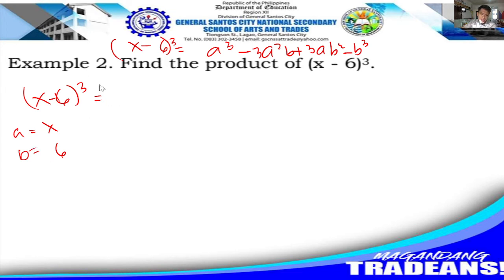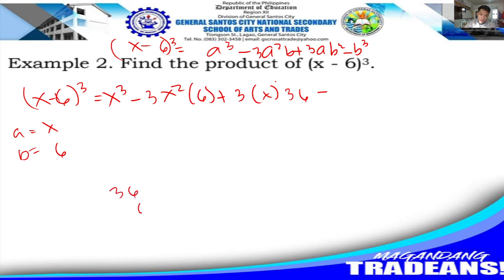Okay, let's do now the solving. So, we have A cubed, that is X cubed. Next, minus 3, what is our A? X squared B. Our B is 6. Plus 3, what is our A? X again, and our B squared is 6 times 6, that is 36. Next, minus B cubed, our B is 6, so 6 times 6 times 6. 6 times 6 is 36, times 6 is 216. So we have 216.